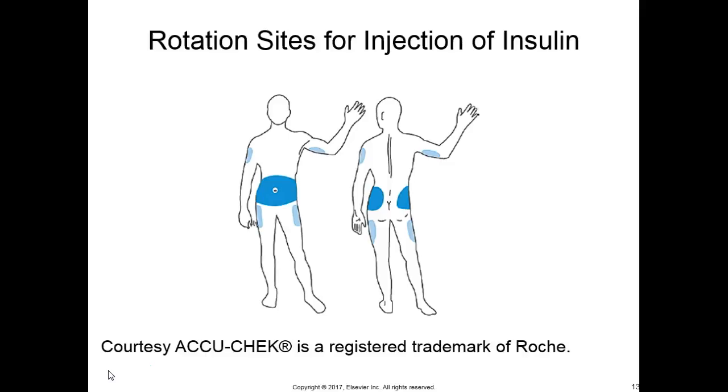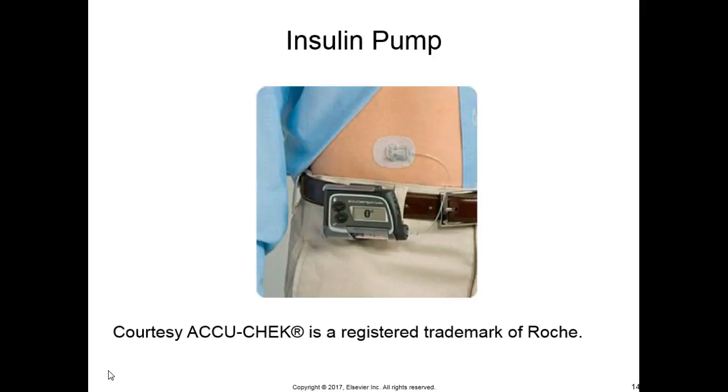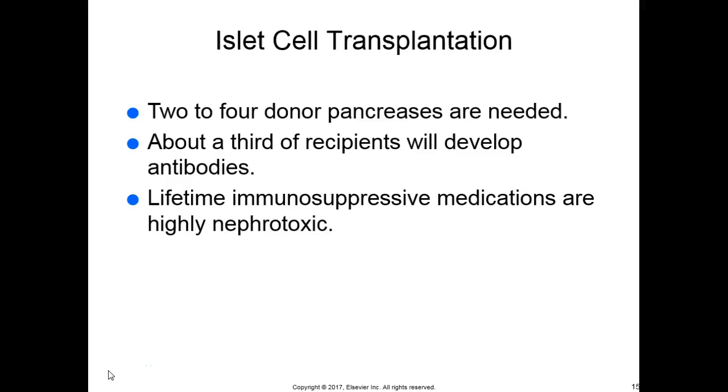In this picture you can see the sites that are appropriate for injection of insulin, regardless of whether they receive it in an insulin syringe or in an insulin pen. These particular sites are appropriate for insulin administration. Here we have a picture of an insulin pump. There's a catheter that infuses the insulin into the patient's subcutaneous tissue. Again, the pump can read blood glucose values and then adjust the insulin infusion to maintain the blood sugars within normal range.